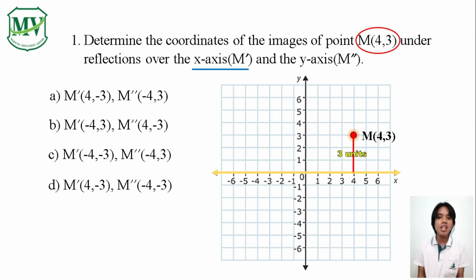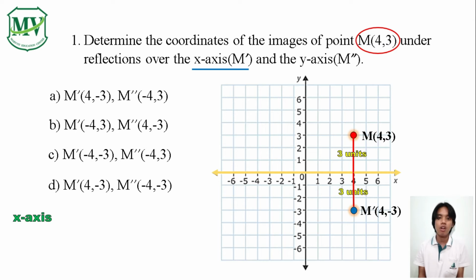Point M is 3 units away from the x-axis. We will count the same number of units on the other side of the x-axis. So again, 3 units. Now we have the location of M' with coordinates of (4, -3).